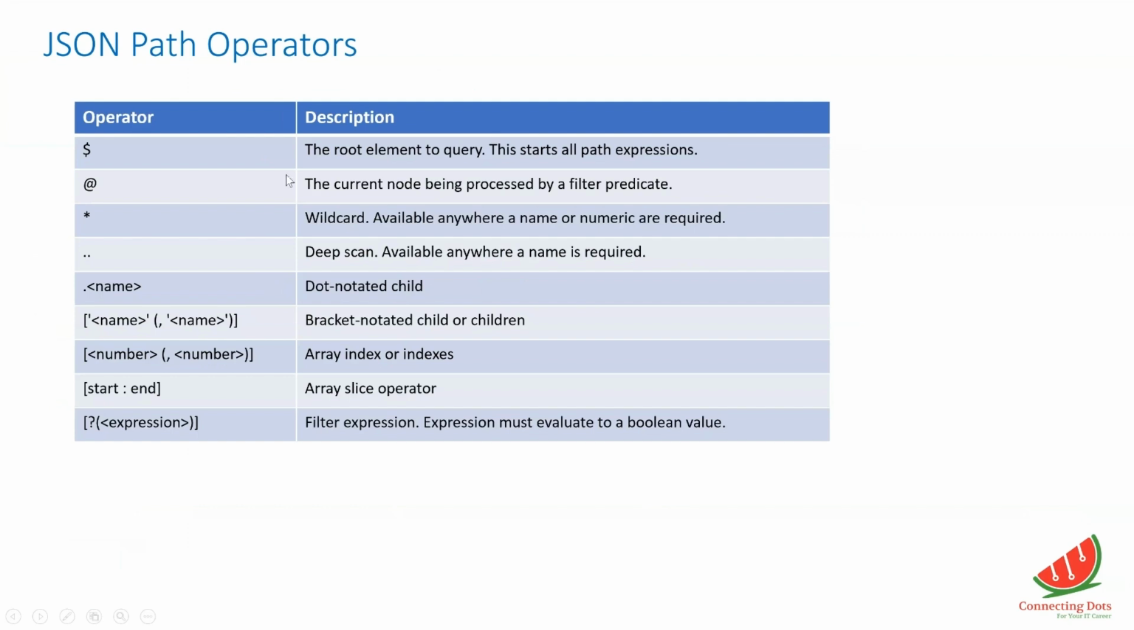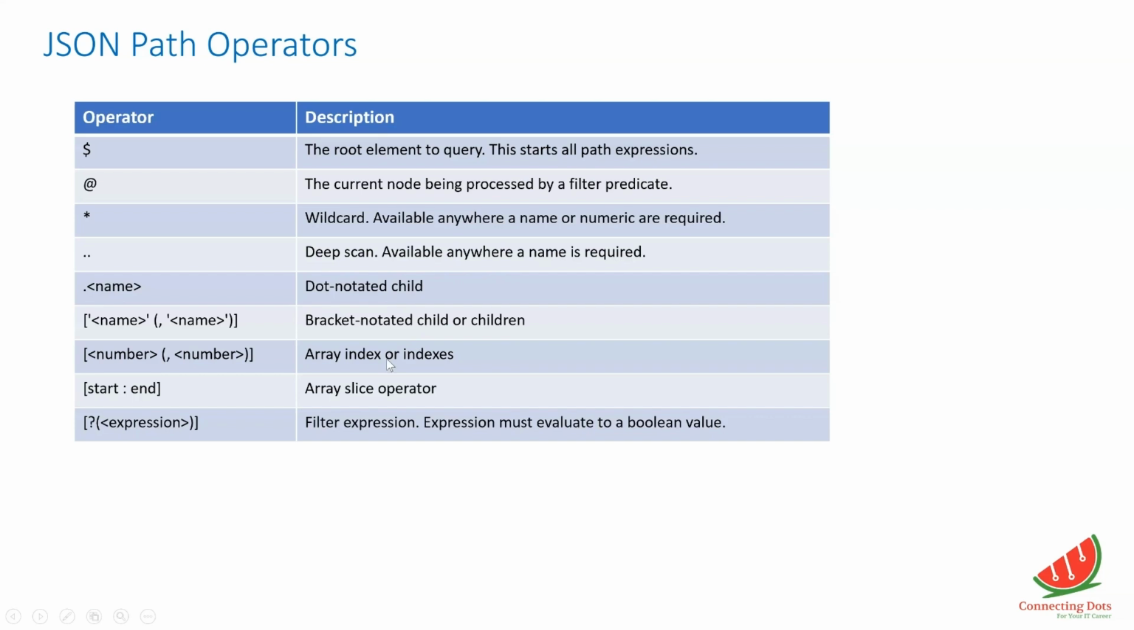Alright, as we discussed, dollar means the root element array. That is how you start the expression as well. At the rate denotes current node. Star means wildcard, which can be used to select all of the objects. Dot dot is deep scan, available anywhere a name is required. So a single dot, as I mentioned, dollar dot. If you use two dots, it means that it will go to sub objects. And then dollar dot name we have seen, dot notated child or bracket notated child.